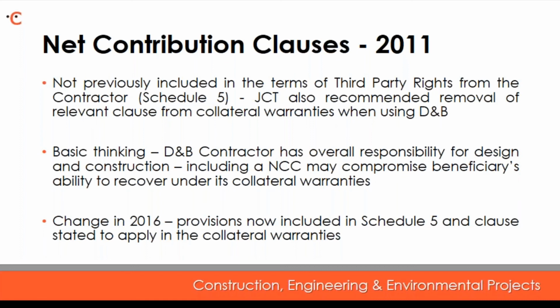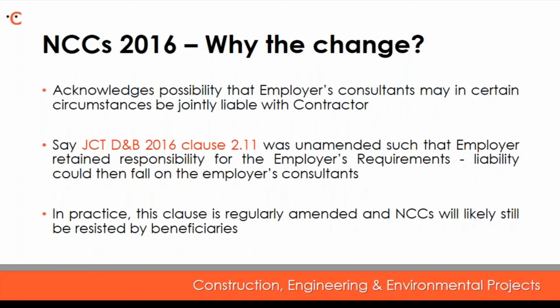In 2016, despite the problems that I've just detailed, there's actually been a bit of a turn on its head. So whereas these provisions weren't included in the D&B contract, they are now in fact in Schedule 5. And the clause is indeed stated to imply in the collateral warranties. So why is that? Why would they do this? As I've said in the slide, it just acknowledges the possibility that the employer's consultants may, in certain circumstances, be jointly liable with the contractor. So why would that happen? Really, we're looking at clause 2.11 here, and it concerns responsibility for the employer's requirements.